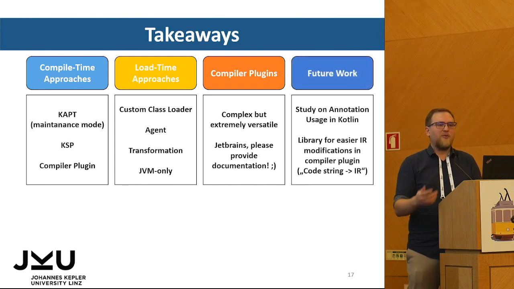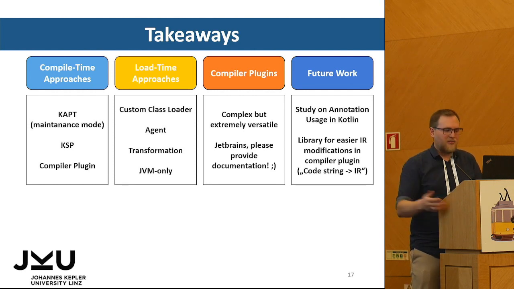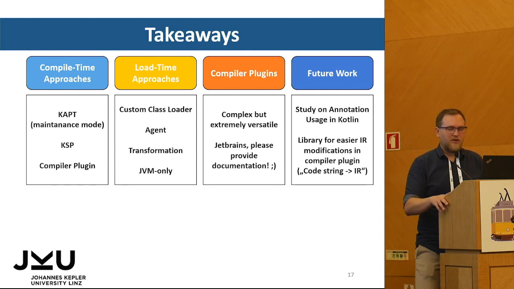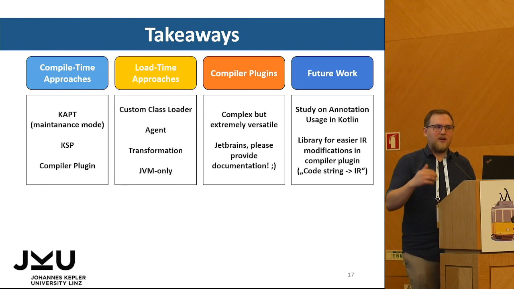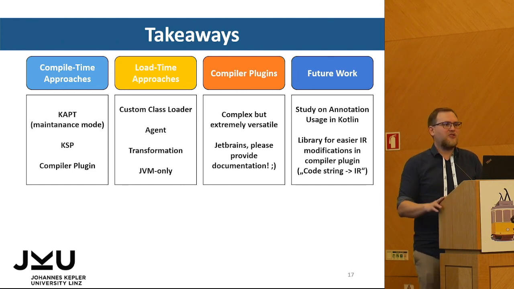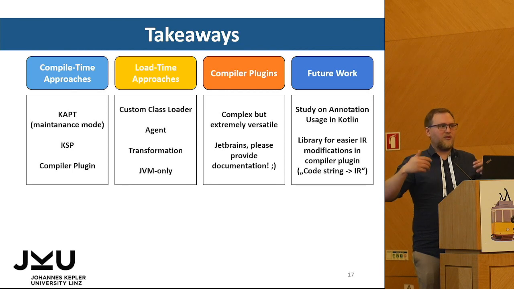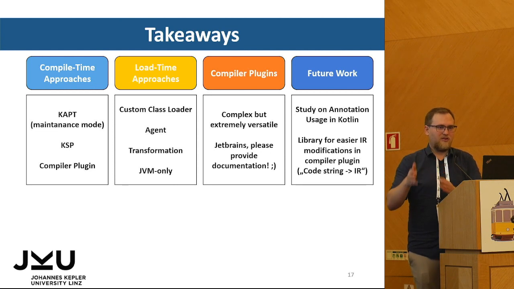And for future work, we have planned to study more how Kotlin annotations are currently used. So a GitHub study on how annotations are used there. And what would be really nice is to have a library somehow similar to Javassist to provide source code as a string and get IR nodes in the compiler plugin that you can plug into your existing code. So code string to IR.